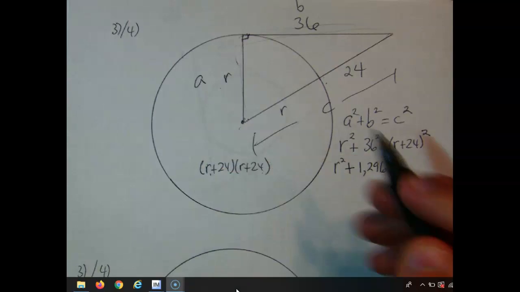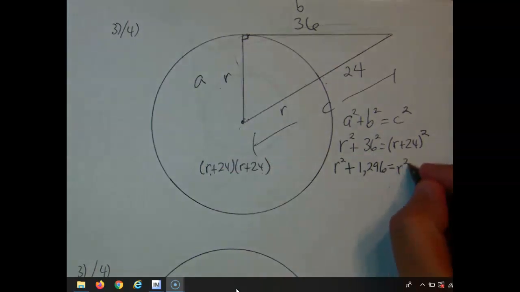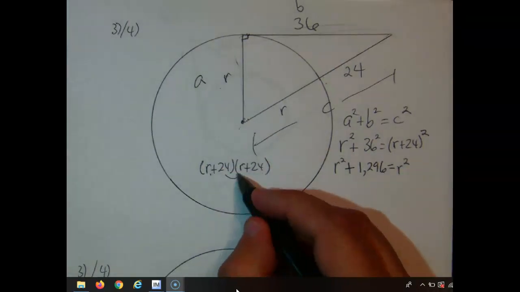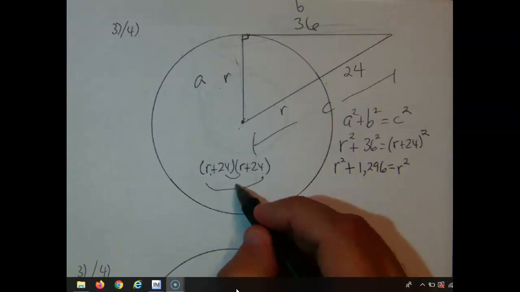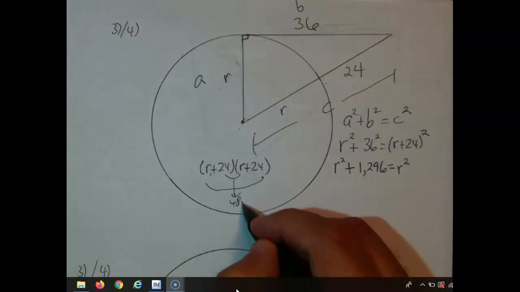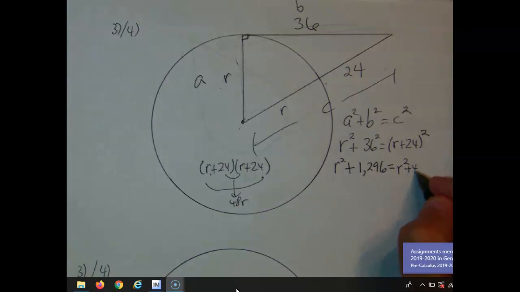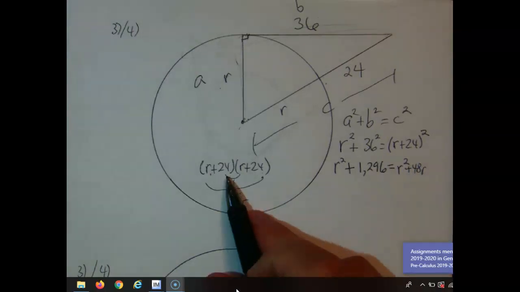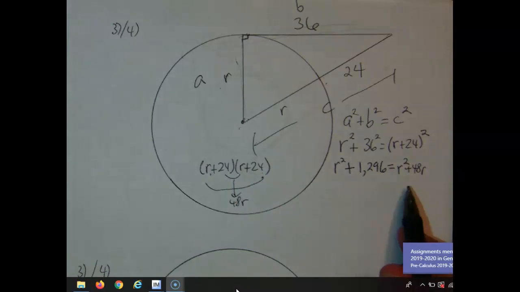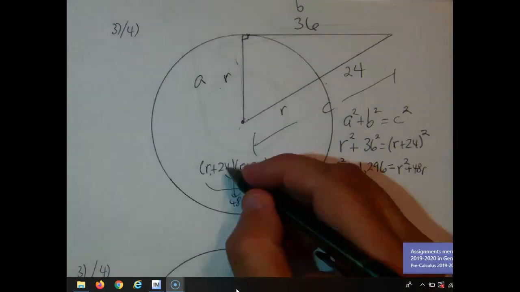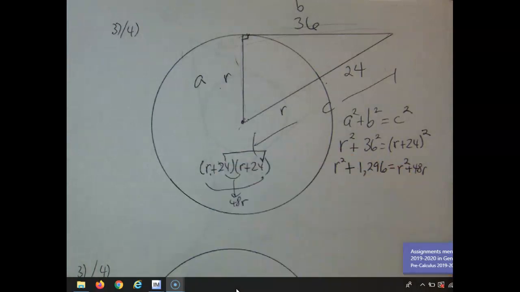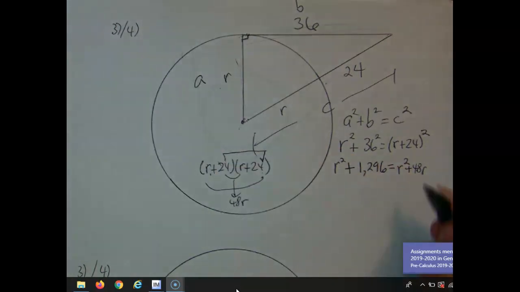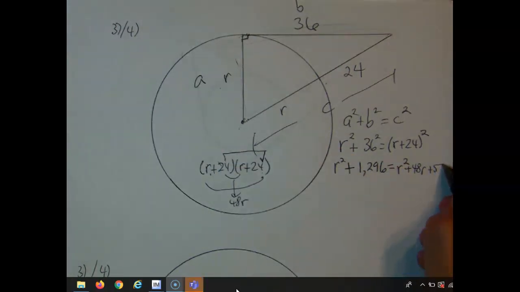So R times R, R squared, 24R, and 24R gives you 48R. So you got to make sure you add the 24 and 24. And then we have 24 times 24, and that gives us 576.